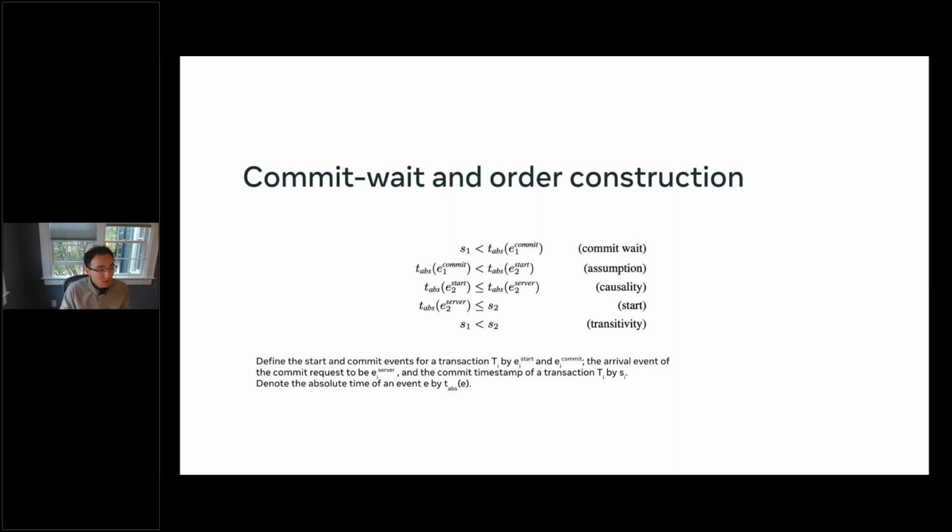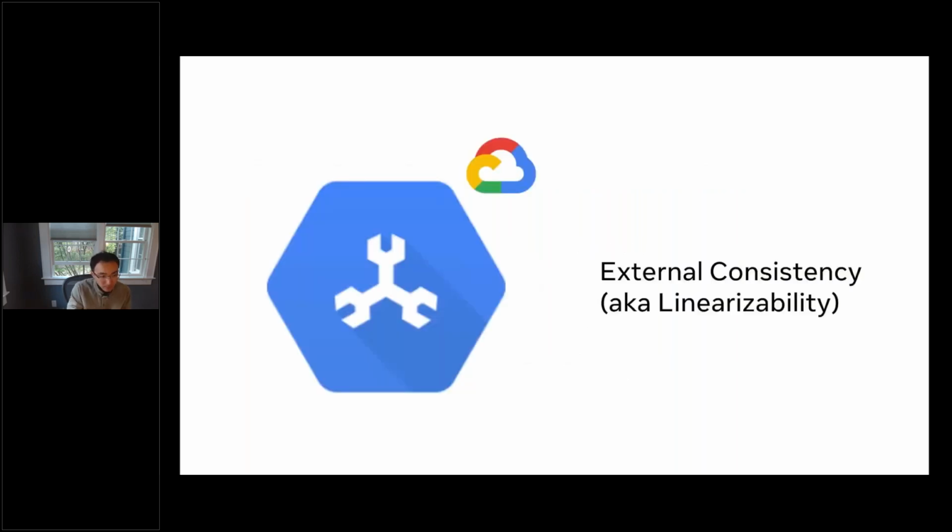And by doing so, through transitivity, through this whole set of inequalities, you can see that S1 is less than S2, which is the property we want. So you pick the commit timestamp to be definitely in the future, and then you wait until it's definitely in the past. So you wait basically 2x the window of uncertainty. Spanner famously leverages TrueTime and commit wait to achieve external consistency, aka linearizability.